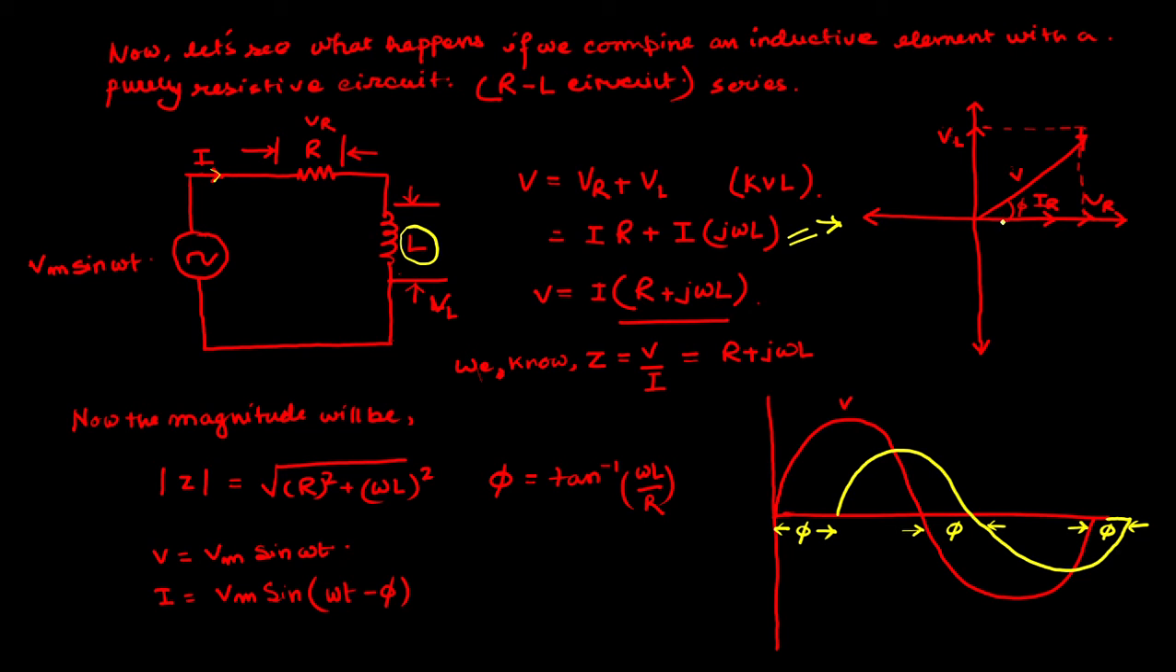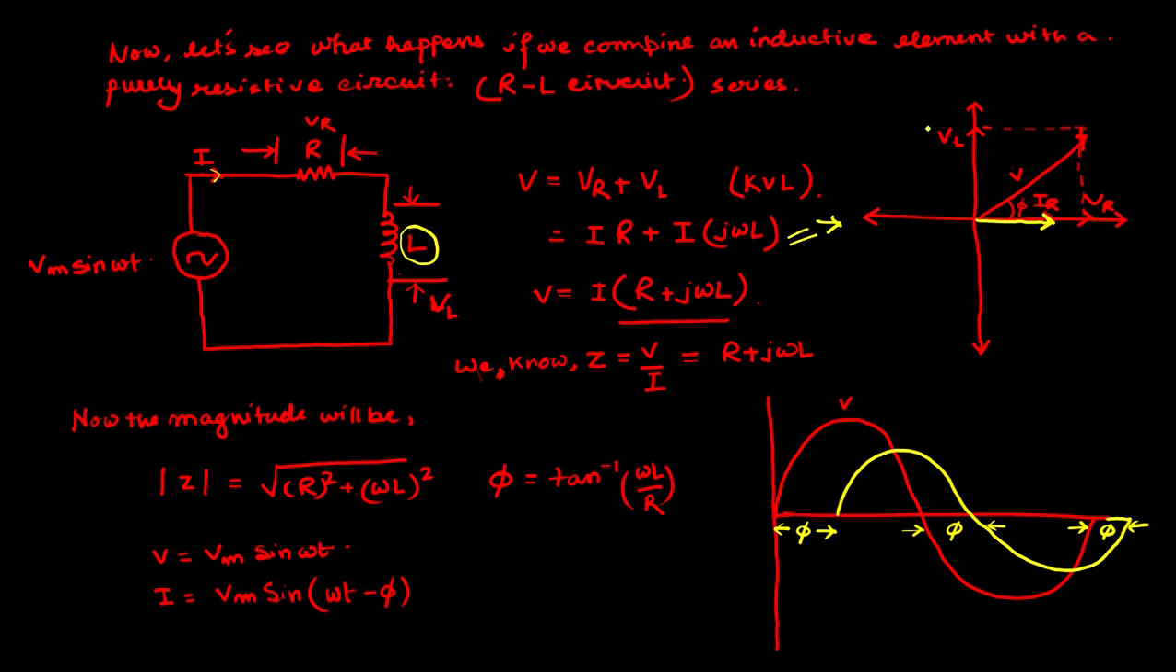Now this IR and VR, this is all known to you, right? From the previous slide you can see that IR for a purely resistive circuit lies over this VR or V, or the supply voltage, right? Now again, for the inductive element, the voltage is leading by 90 degrees.